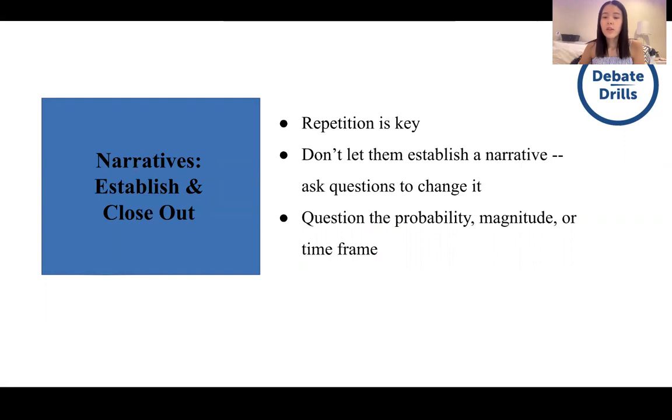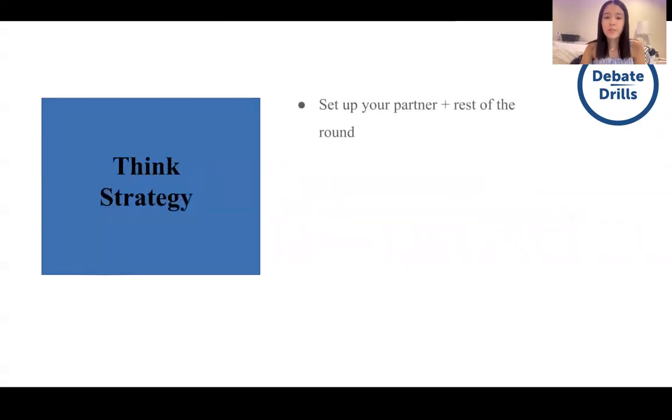For example, if they have an impact and maybe it's true, but it's not going to happen for hundreds of years, you really want to press them on why that's such an imminent issue as compared to yours, which is going to happen much sooner.